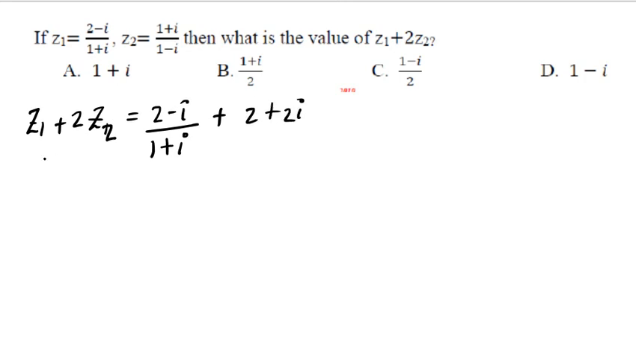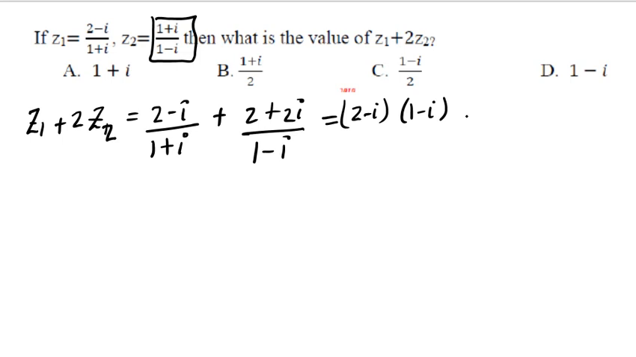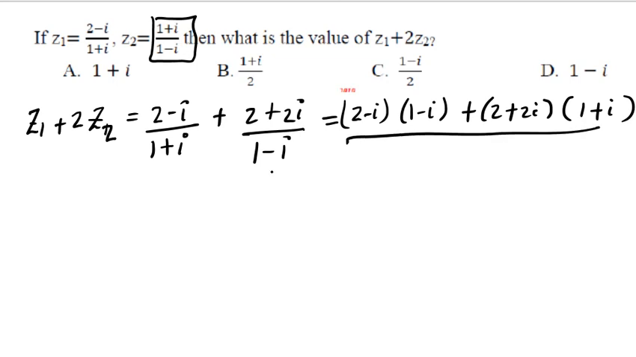Then plus 2 times z2 means we will multiply the second part by 2, so it will be 2 plus 2i. The 2 multiplies the numerator part only, and the denominator is as it is, 1 minus i, because as you see the z2 here says 1 plus i, so we made it 2 plus 2i because the 2 multiplies each of them. Then to add these two complex numbers, we can apply the crisscross process. 2 minus i times 1 minus i plus again 2 plus 2i times 1 plus i, the whole over the product of the two denominators.